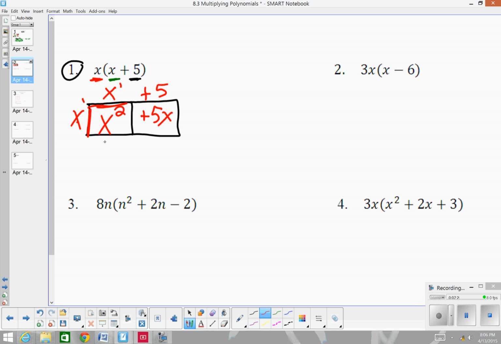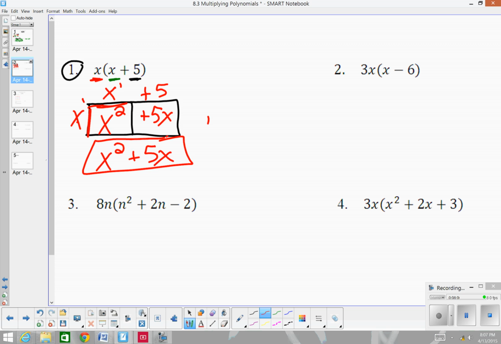So now, really, that was my second step. My second step was to find the area of the first box. Third step was to find the area of the second box. Now my fourth step is to just write your expression. Your expression is what is inside your boxes. Now ask yourself, can you combine these two boxes? X squared plus 5x? No, you can't. So you're just going to write them down as x squared plus 5x. And that is going to be your answer, your expression.